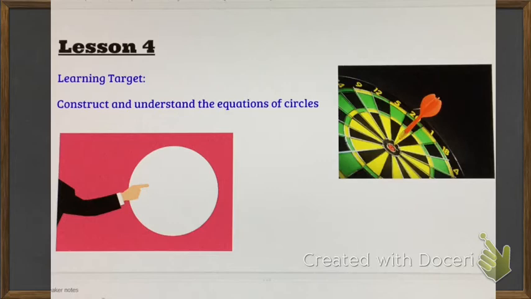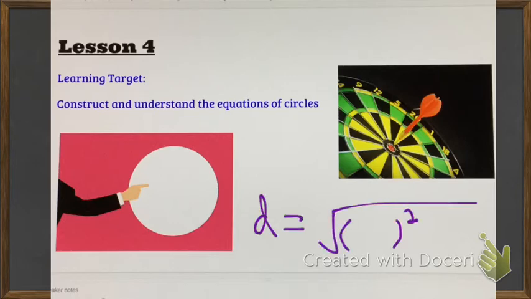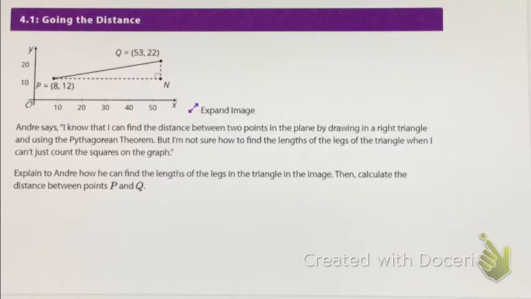But today the whole point was to construct and understand the equations of circles, which are all based upon, really, the good old distance formula. And we frame it out. And it looks like that: x2 minus x1, and y2 minus y1. All right, so going the distance. That's the whole point here. We are going the distance.